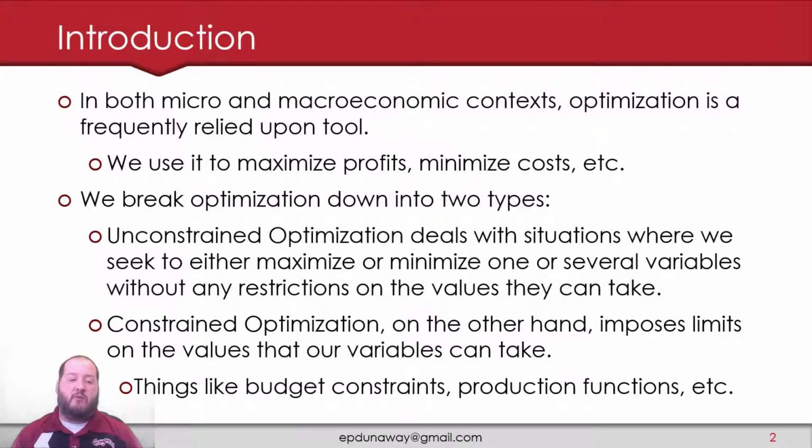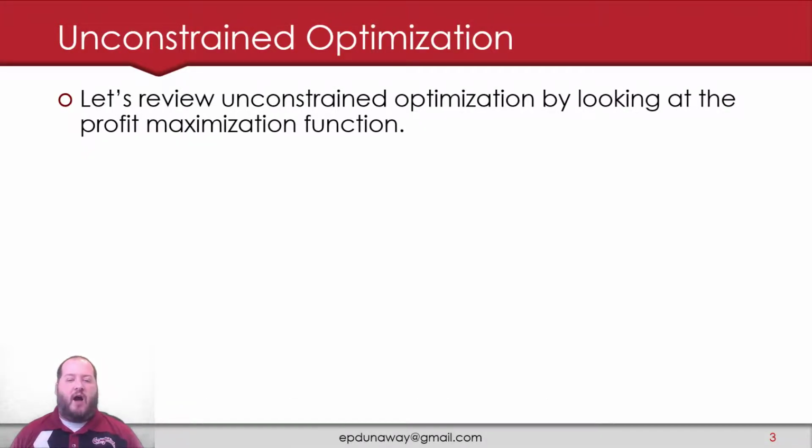On the other hand, we have constrained optimization. These are situations where we want to maximize variables of interest, but we have limits on what kind of values these variables can take. So these are going to be things like budget constraints, or things like a production function. These are very significant things that change what we can do with our optimization problem. And we have to consider those constraints when we do our maximization, because it could cause us to get to a different solution.